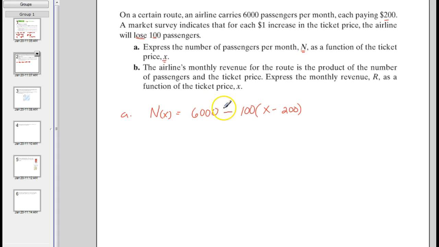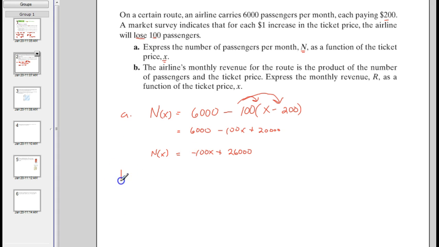Alright, then they're going to want something like this simplified, get rid of the parentheses. So if I distribute the negative 100 through, I get 6,000 minus 100x, and then a negative times a negative is a positive, and then 100 times 200 is 20,000. Okay, and then we just combine our like terms. We got a negative 100x here, and then plus 6,000 and 20,000 is 26,000. Alright, so that's the number of passengers we have as a function of the ticket price.